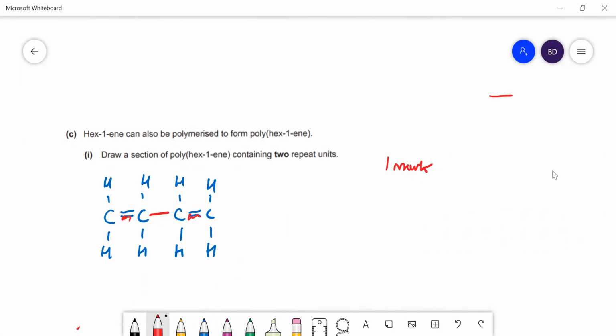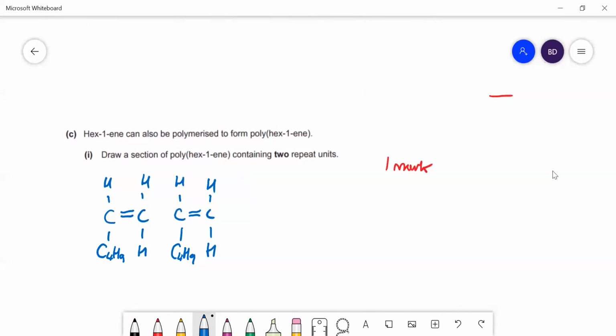Right, now this is exactly the same thing that is going to happen with hex-1-ene, but we just have to remember here that in hex-1-ene, that's not a hydrogen there. That is C4H9, a butyl group. So 4 carbons with 9 hydrogens attached to it. So you're going to get that there, and you're going to get that there as well, C4H9.